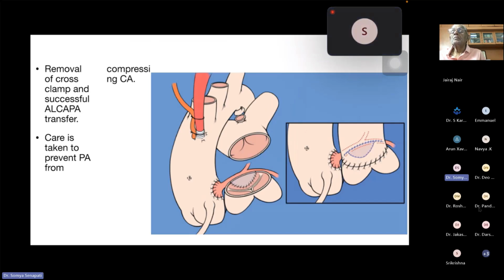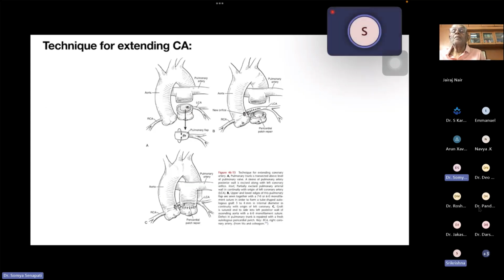Once the anastomosis is done, the cross clamp is removed and successful ALCAPA transfer is done, and care is taken to prevent the PA from compressing the coronary artery, which we can do by mobilization of the pulmonary trunk either to the lateral side or to the anterior side, which we'll talk about later. In some cases where the length is not adequate, we can do extension of the coronary artery.